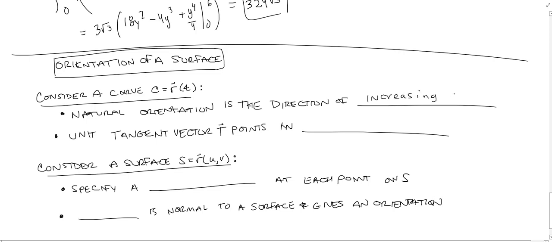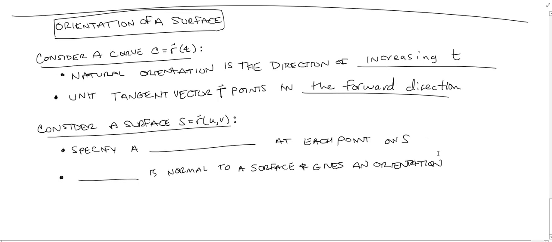So as t increases, that is our natural orientation. And then our unit tangent vector, T, always points in the forward direction. All right, so this is for a curve. Now let's extend these ideas to a surface. And so consider a surface S, parameterized as r of u, v.